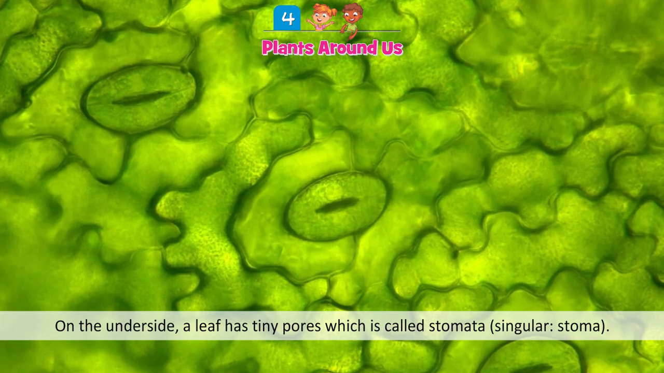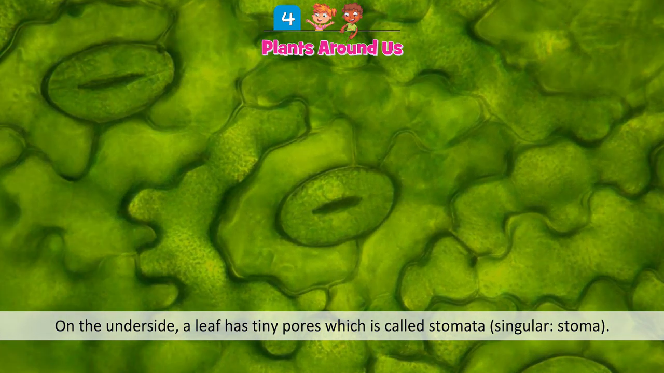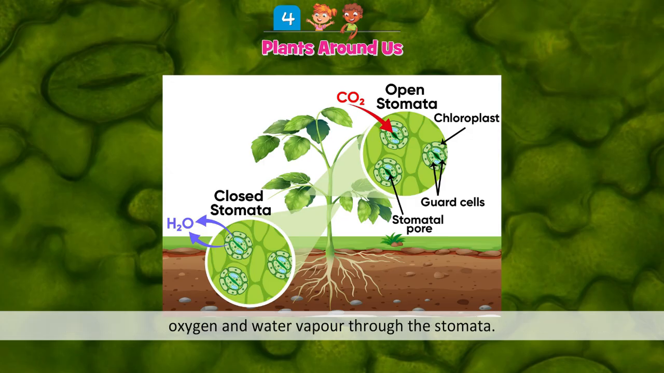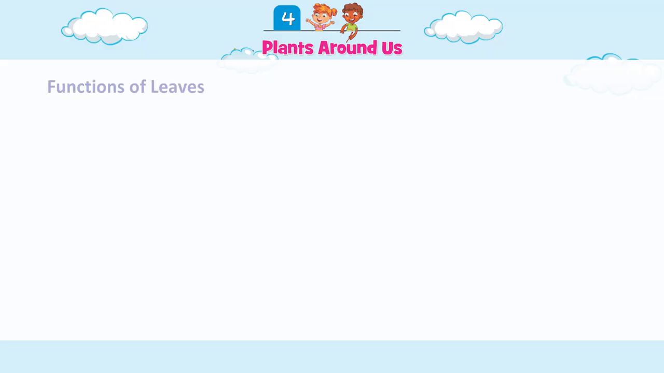On the underside, a leaf has tiny pores, which are called stomata, singular, stoma. During the process of photosynthesis, a leaf takes in carbon dioxide and gives out oxygen and water vapor through the stomata. A stoma is a very tiny part which can only be seen under a microscope.